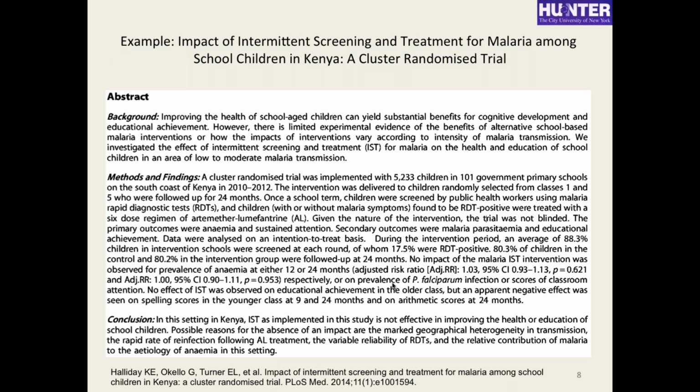During the intervention period, an average of 83% of the children in intervention schools were screened at each round, of whom 17.5% were positive, and 80% of the children in control and 80% in the intervention group were followed up at 24 months. No impact was observed for prevalence of anemia at 12 or 24 months.